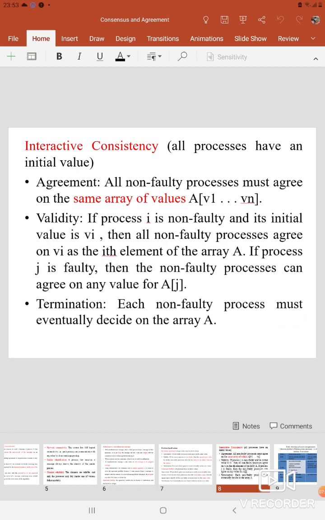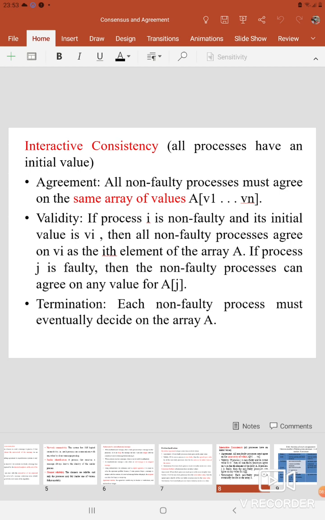The third one is interactive consistency. Here also all the processes have their own initial value. For agreement, all the non-faulty processes must agree on some set of values, that is, an array of values. The array of values must be the same for all the processes. For validity, if the process Pi is non-faulty and its initial value is Vi, then all the non-faulty processes must agree on that same value Vi in the ith element of the array A. This is the concept.